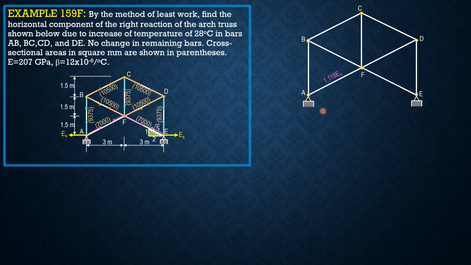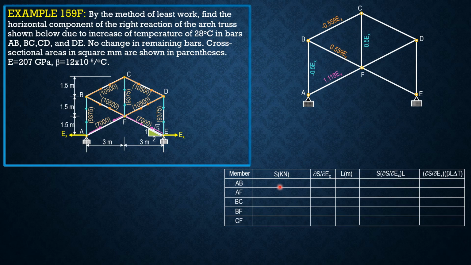Show by statics that the force in AF in terms of this horizontal component reaction is 1.118 EX, then AB is negative 0.5 EX. You proceed to B, show that this is negative 0.559 EX, and BF would be positive 0.559 EX, and CD is equal to BC, therefore you can analyze this CF equal to 0.5 of EX. Then let's tabulate.